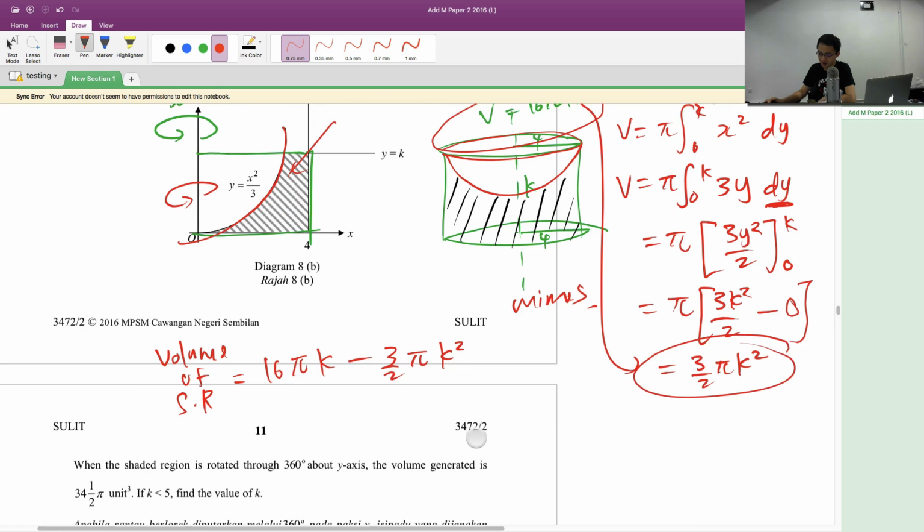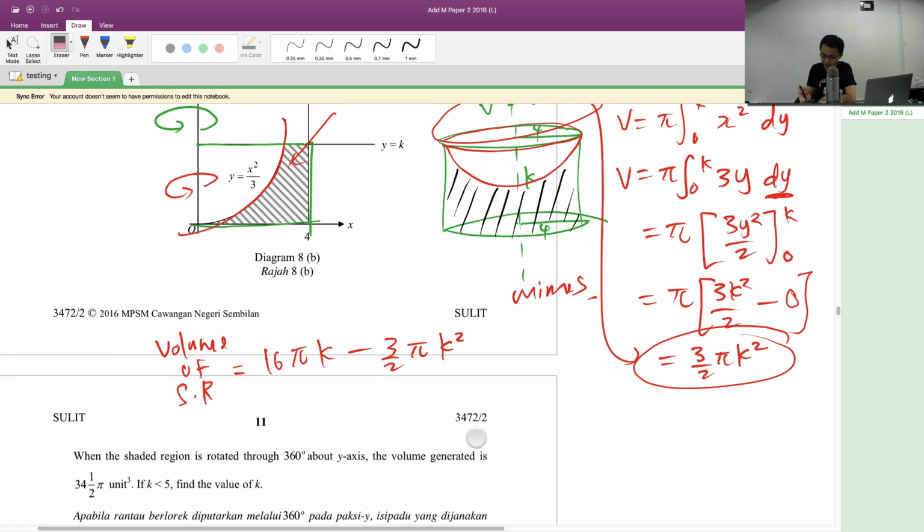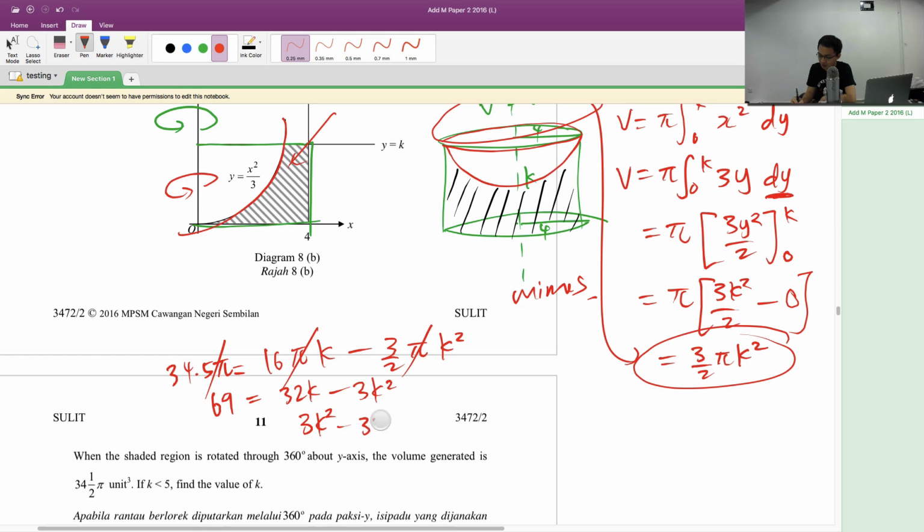Alright, and then the question actually tells you the volume is given. The volume is 34.5 pi. Since all have pi, I can divide by pi for every single term. Right now I have to solve this equation. I will multiply by 2 for every single term because I do not like 3 over 2. So if I multiply 34.5 by 2, it gives me 69 here. This one will give me 32k, and this one will give me 3k squared. And then I'm trying to solve this equation: 3k squared minus 32k plus 69 equals 0.